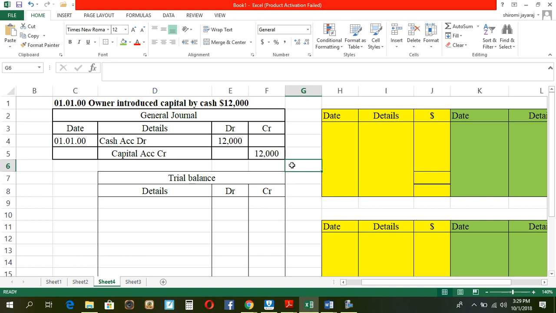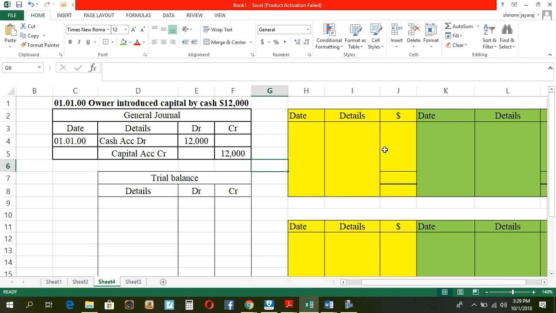Do you have any questions so far? So we entered where? In the general journal. Can you repeat? Cash account debit. Capital account credit. Is that very clear? Now we are done with the first step. Now it's time to post these entries to the ledger.